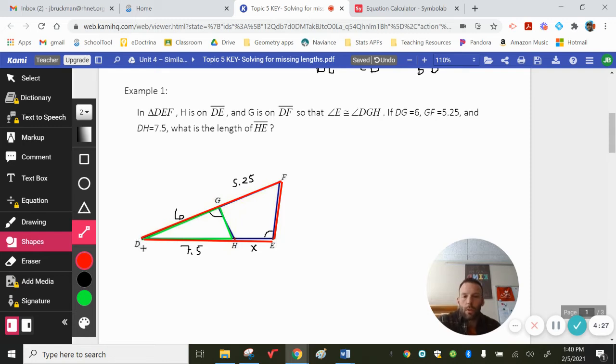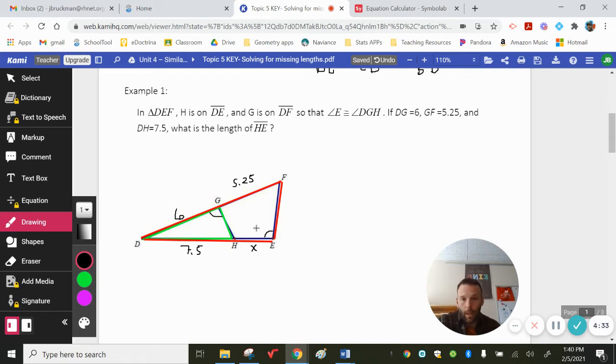So with these two triangles, I recognize that I already have one angle in my green triangle congruent to one angle in my red triangle. Well, in addition to that one pair of angles, I can see that this angle D is the exact same angle in both triangles. So it's the reflexive property that says any side or any angle is congruent to itself. And therefore, this angle D is the same angle in green as it is in red, which means by default that this angle H is the third angle in the green triangle, and this angle F is the third angle in the red triangle.